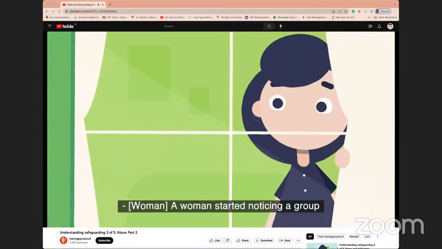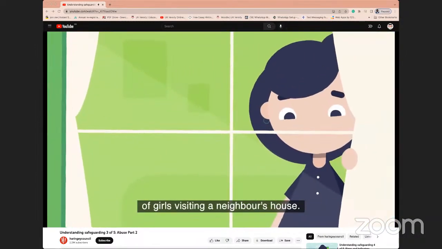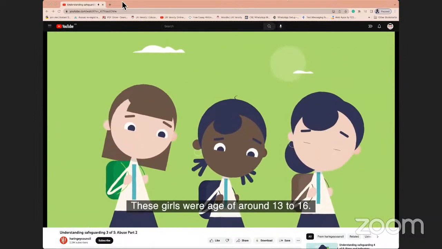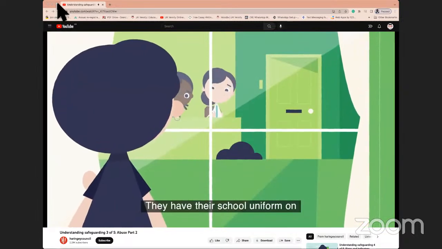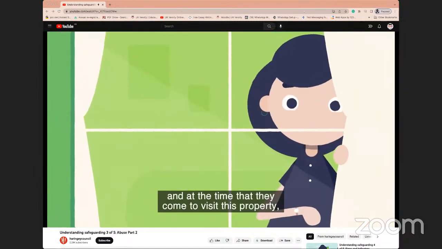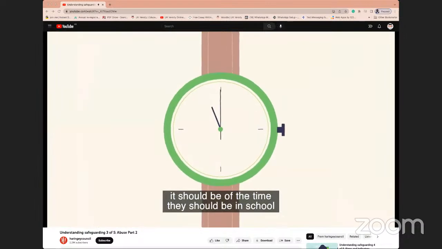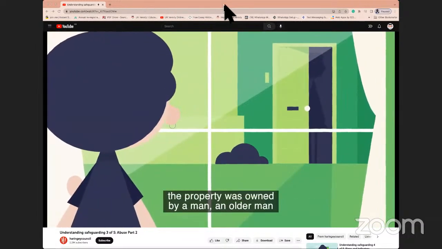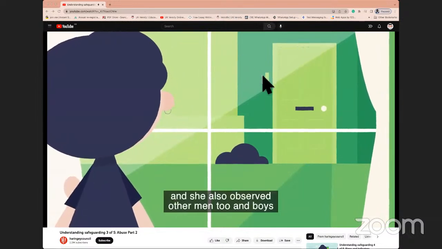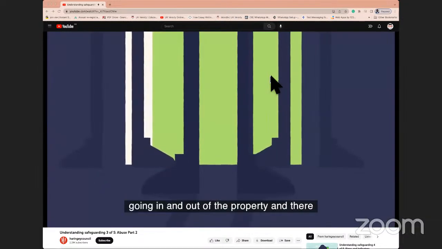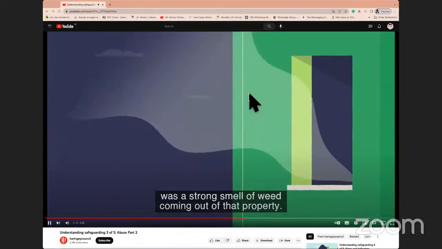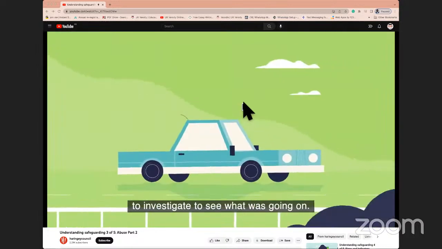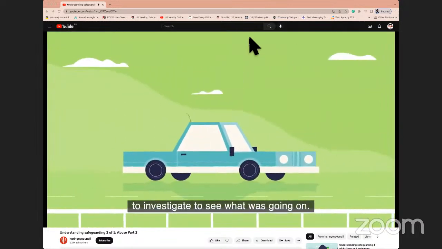A woman started noticing a group of girls visiting a neighbor's house. These girls were aged around 13 to 16. They had their school uniform on, and at the time that they visit this property, they should be in school. The neighbor became concerned because the property was owned by an older man, and she also observed other men and boys going in and out of the property, and there's a strong smell of weed coming out of that property. She made a referral, and I went in to investigate to see what was going on.